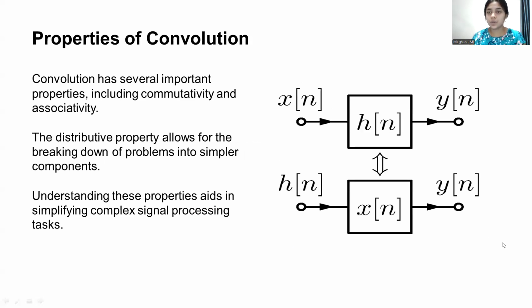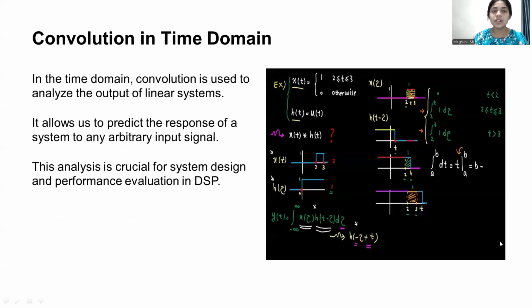Let us discuss the properties of convolution. Convolution has several important properties including commutative and associative. The distributive property allows for the breaking down of problems into simpler components. Understanding these properties aids in simplifying complex signal processing tasks. Here we can see x[n] is the input, which undergoes convolution with h[n], and we get our output as y[n]. Likewise, h[n] can be treated as the input, and y[n] is the desired output.